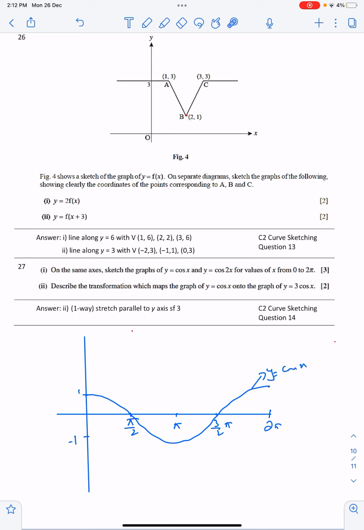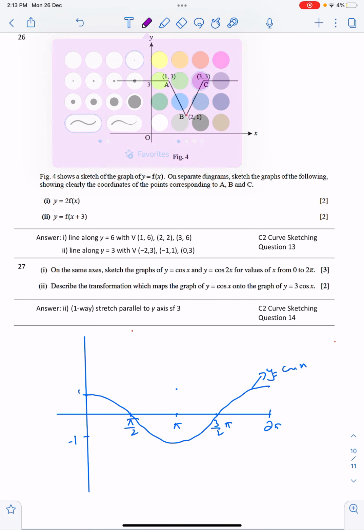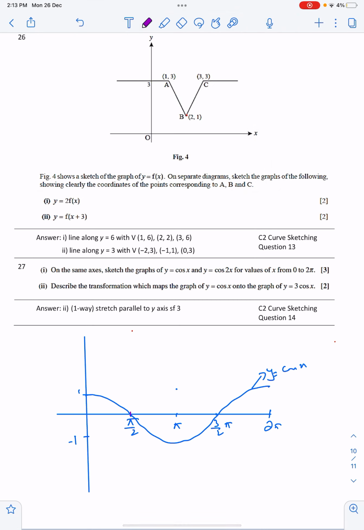Now y equals cos of 2x means a horizontal stretch with stretch factor 1 upon 2. That means every point is going to shift. Now I just draw it with some other color. So I have done the first part. The whole graph is a horizontal stretch of half, so there will be 2 rotations up till 2 pi.